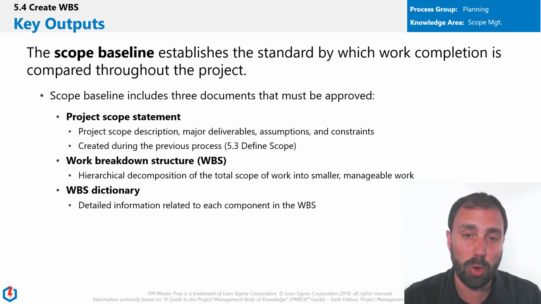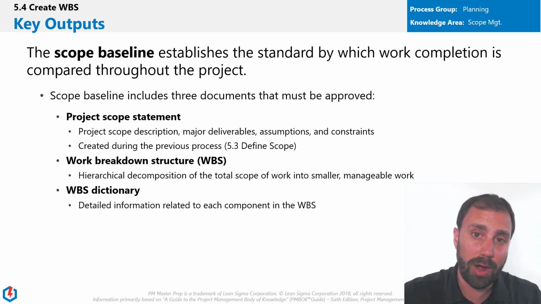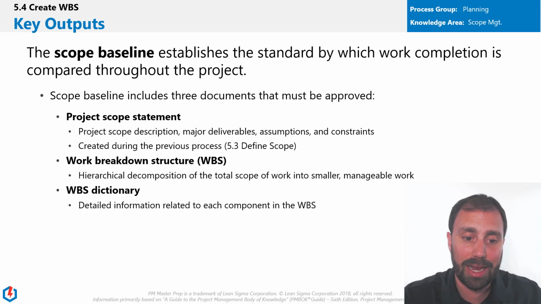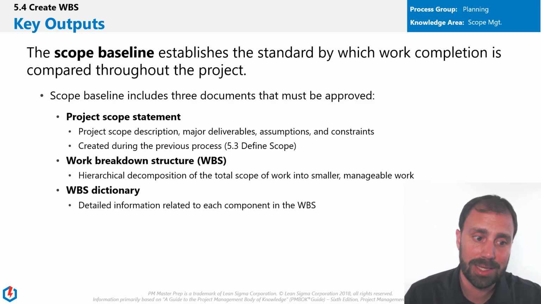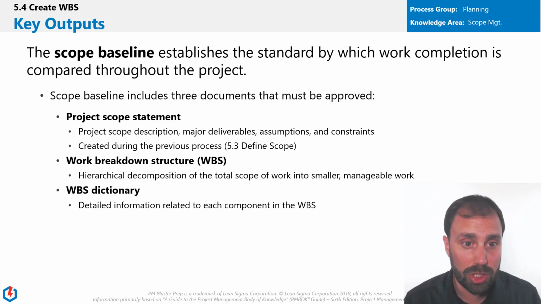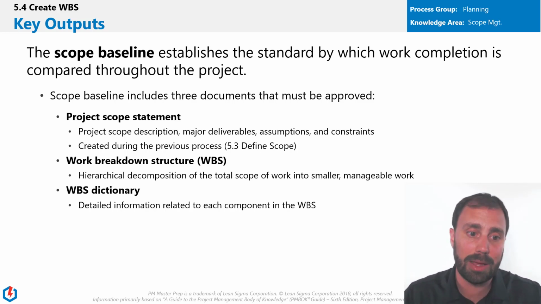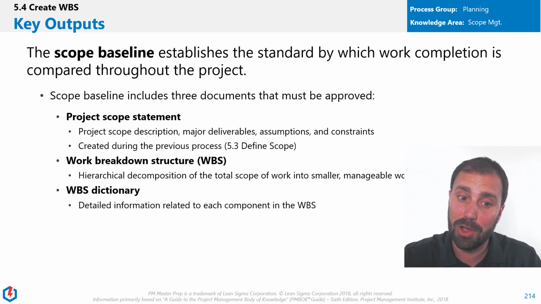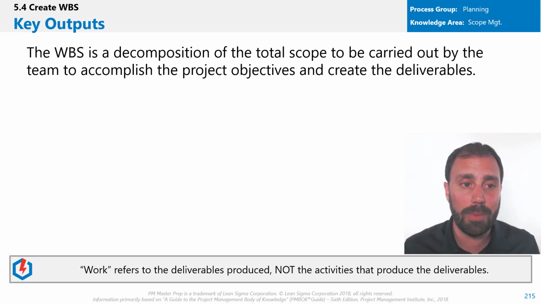All right, so we talked about the work breakdown structure. Now there's a work breakdown structure dictionary, a WBS dictionary. What that is, it takes everything that's in the WBS and gives you detailed information related to each component. Those things come together: the work breakdown structure, WBS, and the WBS dictionary. So we know that the baseline has a scope statement, the WBS and the WBS dictionary. You got that in your brains now. I know you do. All right, and so let's talk about the outputs.